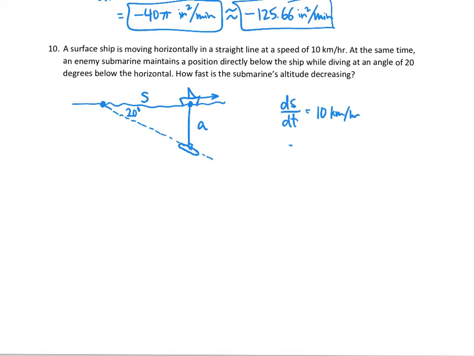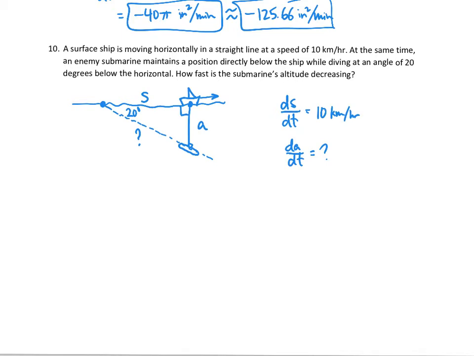dA/dt is what we're looking for. And so this is the situation that we have. Now, what's going to be the relationship between a and s here? Well, if you're thinking the Pythagorean theorem, that's not really going to be a good idea here because we don't really know anything about this hypotenuse. They don't tell us anything about that hypotenuse, and they don't ask us anything about that hypotenuse. So if we can avoid introducing a new variable that we don't know anything about, then that's a good idea.